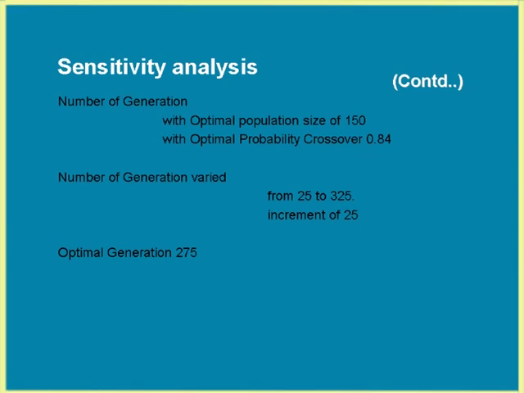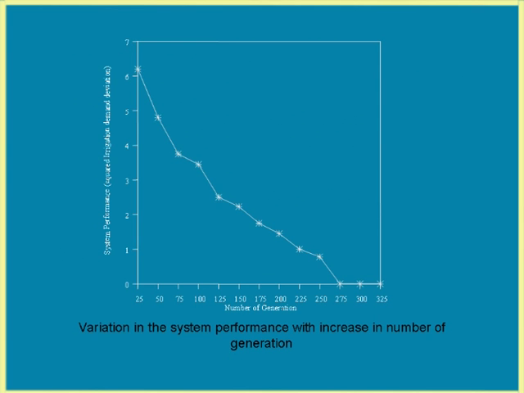So with a population of 150 and a probability of crossover of 0.87, we varied the number of generations. We found, surprisingly, that the system performance, that means the difference between target release and actual release, is zero. This will never occur in reality. So again we went back to stochastic dynamic programming. When one model is supposed to give a better result, we have to check again why our conventional model is not able to give it.